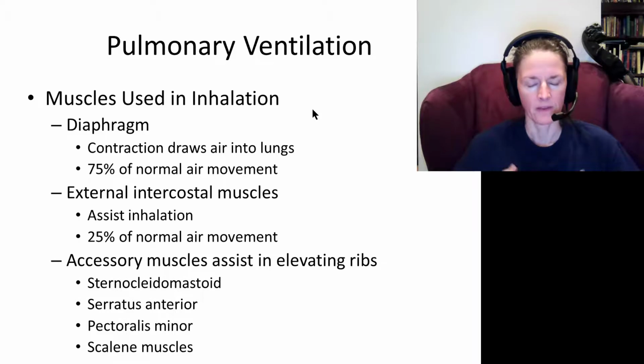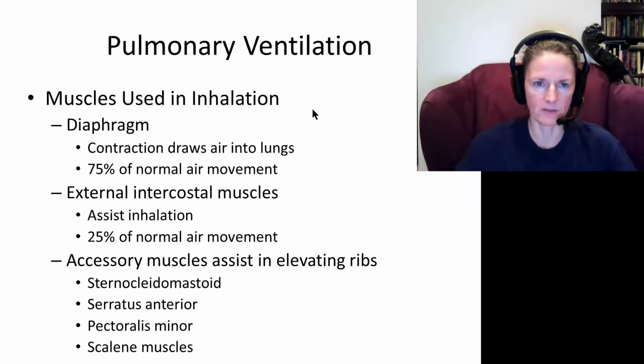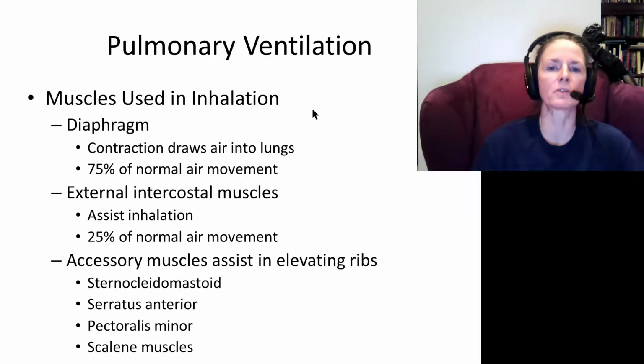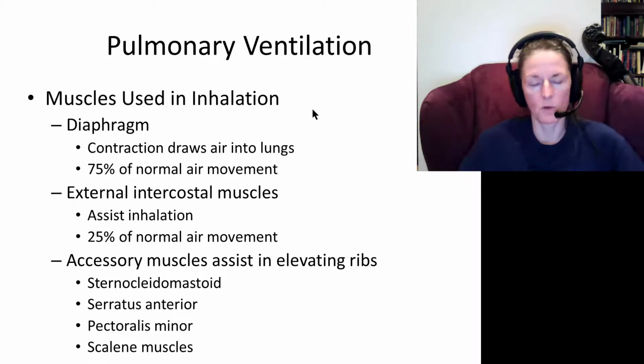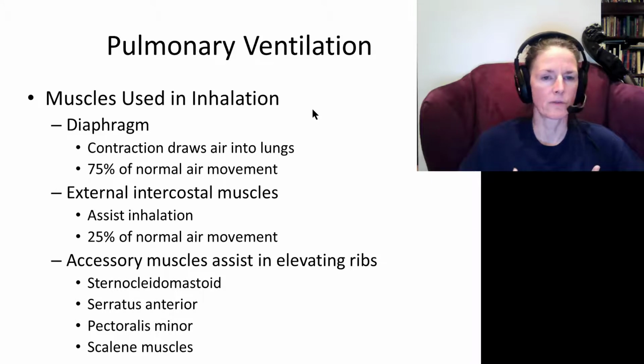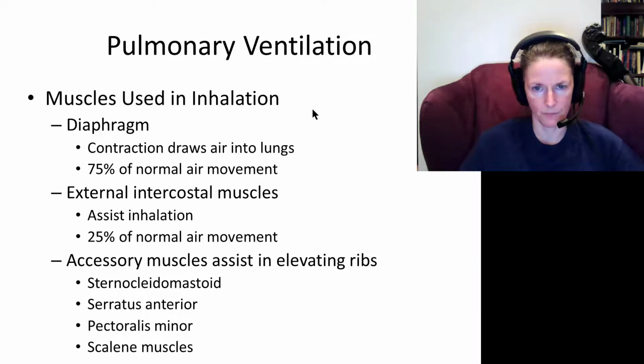All right, so the diaphragm, when we are quiet breathing, which is called eupnea, and we're having our active inhalation and our passive exhalation, accounts for most of the air that comes into the lungs, so about 75%. And the external intercostal muscles can account for about 25% of movement.